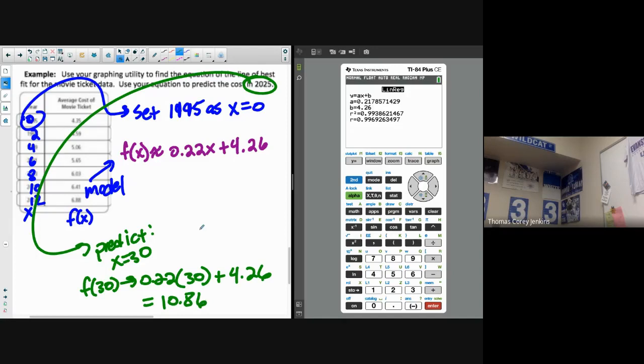Okay, so just to put it in context, that's $10.86. Obviously, this is not accurate data because movie tickets now cost more than that. But that's basically kind of what we're doing. All right.